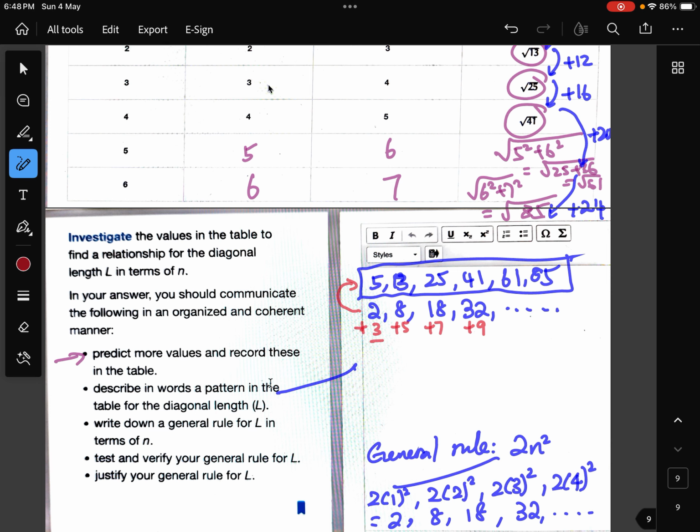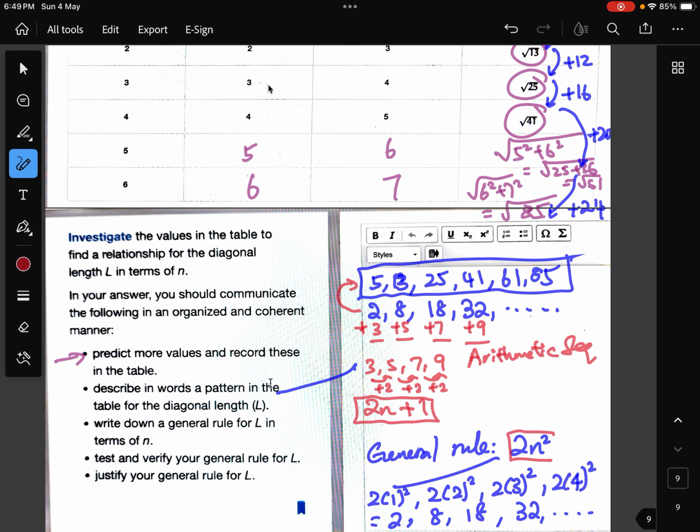Now, we realize that 3, 5, 7, 9 is basically an arithmetic sequence. And since we know that 3, 5, 7, 9 is an arithmetic sequence, we can actually find the formula for 3, 5, 7, 9. Since we know that the common difference is 2, we can start off the formula with 2n, and of course since the first number is 3, this will be 2n plus 1. Now I have 2n plus 1 here, and I have 2n squared, which I started off my general rule with, and all I really need to do is combine everything together.